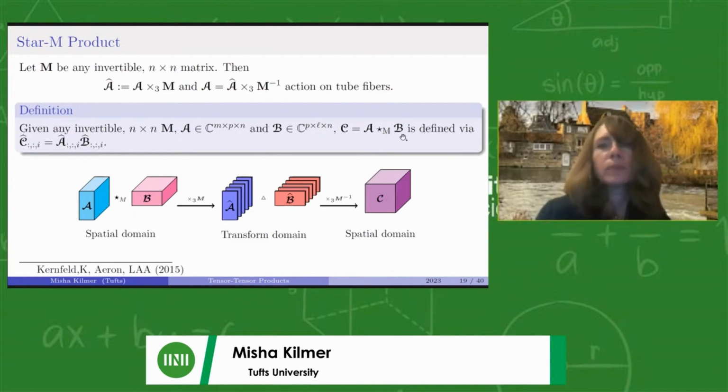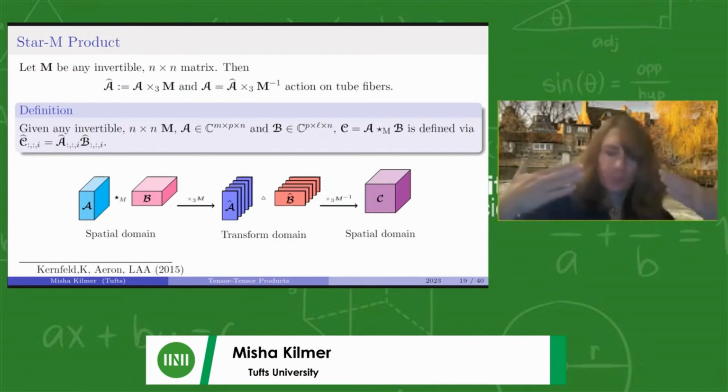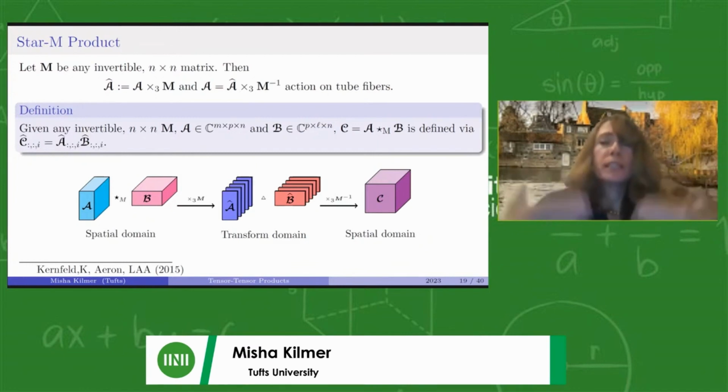B is defined by taking A and B, making their corresponding A hat and B hat tensors. We call that taking the tensors into the transform domain. Then, from front to back, we are going to do independent matrix products.